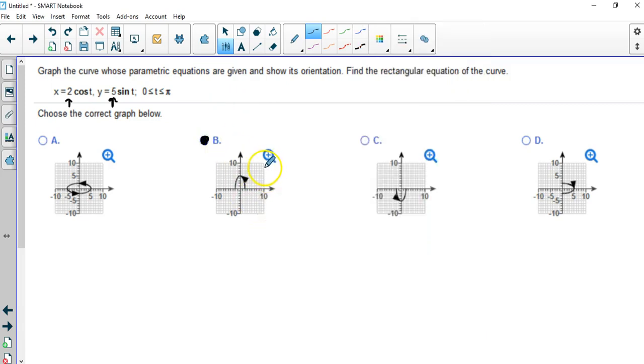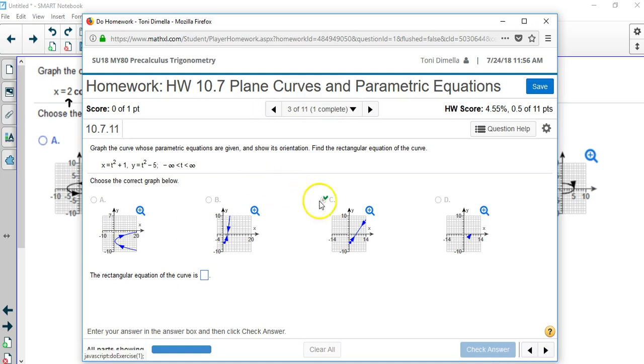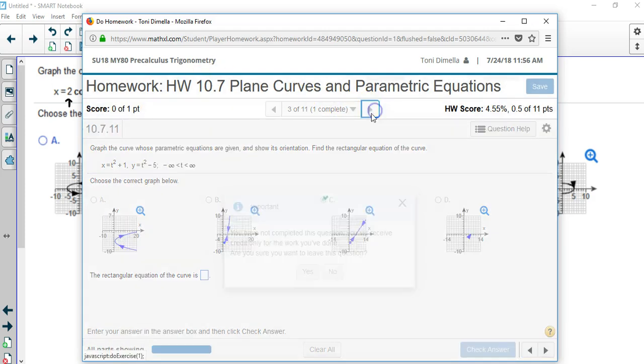Now, if you're ever asked on an assignment to sketch a parametric equation, and you just do something like this, you are probably not going to get full credit. Parametrics must have the arrow, or else you don't know which direction you're going. So let's look at this question.